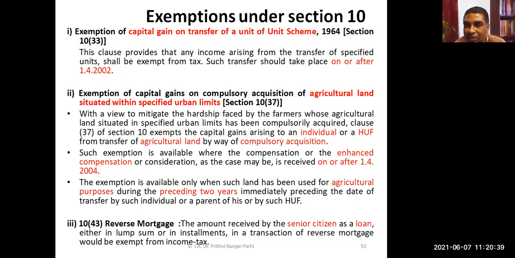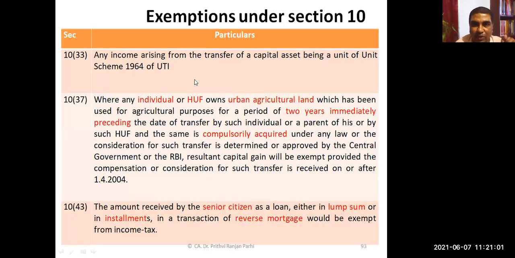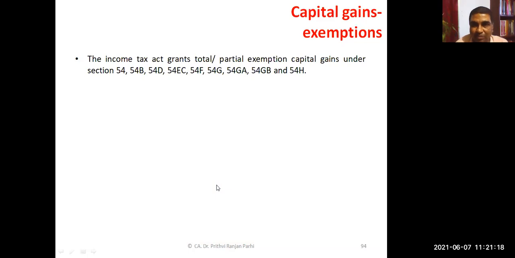Second provision, that is section 10(37), talks about capital gain on compulsory acquisition of agricultural land situated in specified urban limits, urban agricultural land which is compulsorily acquired. That exemption also we had covered in the previous class. The third exemption talks about reverse mortgage, that is section 10(43). These concepts also I had explained in the previous class. So these are three exemptions which are provided under section 10 in relation to capital gains. Right? This part we had studied earlier. Is it not? Yes or no?